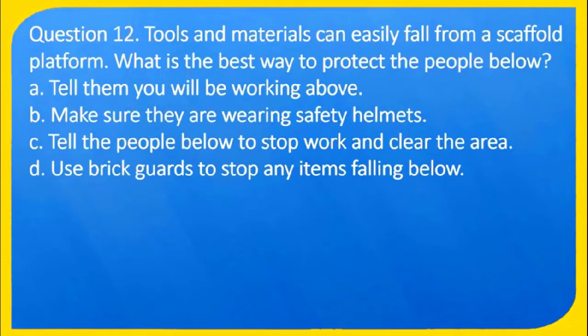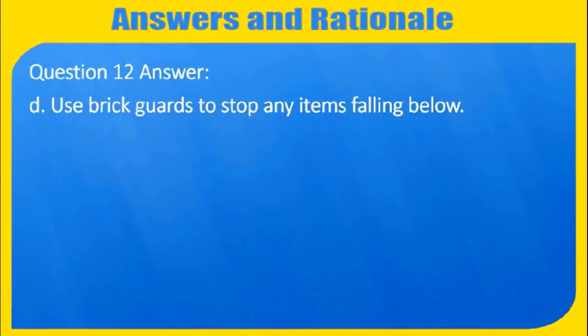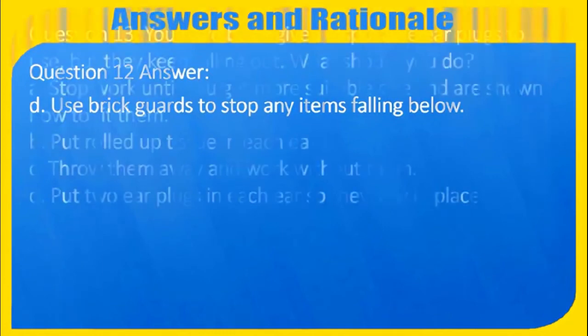Question 12. Tools and materials can easily fall from a scaffold platform. What is the best way to protect the people below? A. Tell them you will be working above. B. Make sure they are wearing safety helmets. C. Tell the people below to stop work and clear the area. D. Use brick guards to stop any items falling below. Question 12. Answer D. Use brick guards to stop any items falling below.